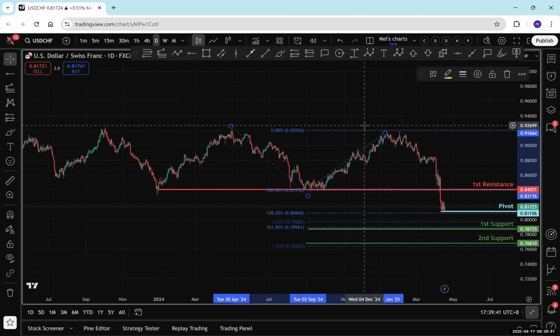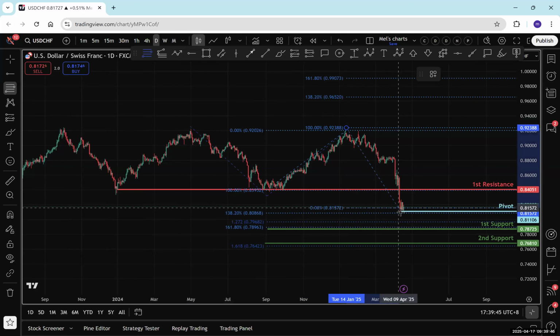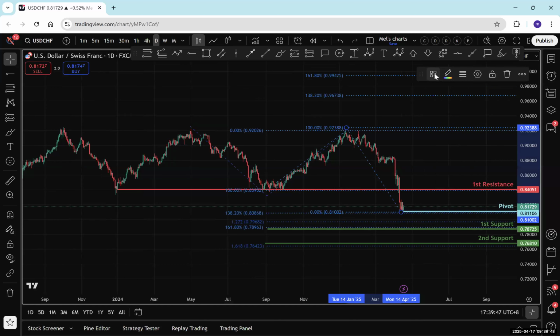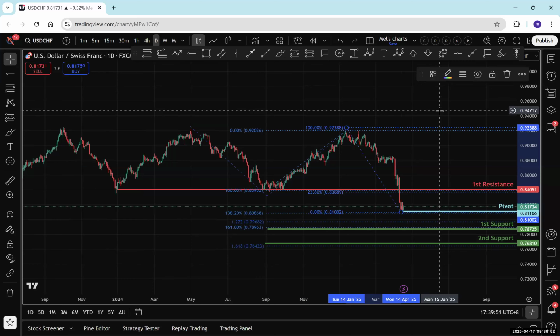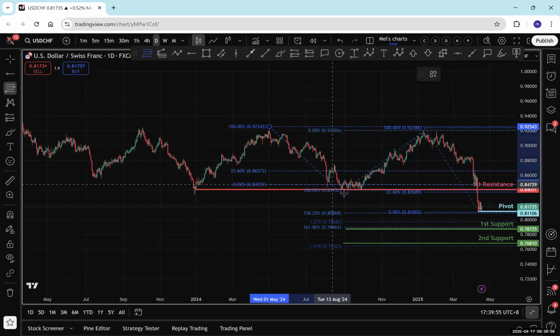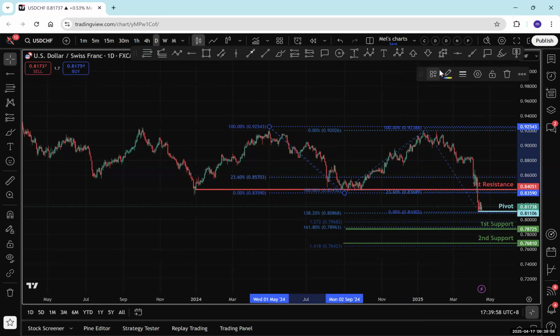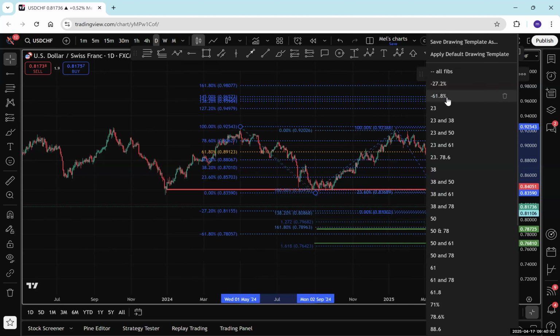Okay. Next I'm going in with just a regular retracement. My 23 lines up with the first resistance. And now another expansion. Okay, my minus 61 does line up, so I'm just going to keep that.